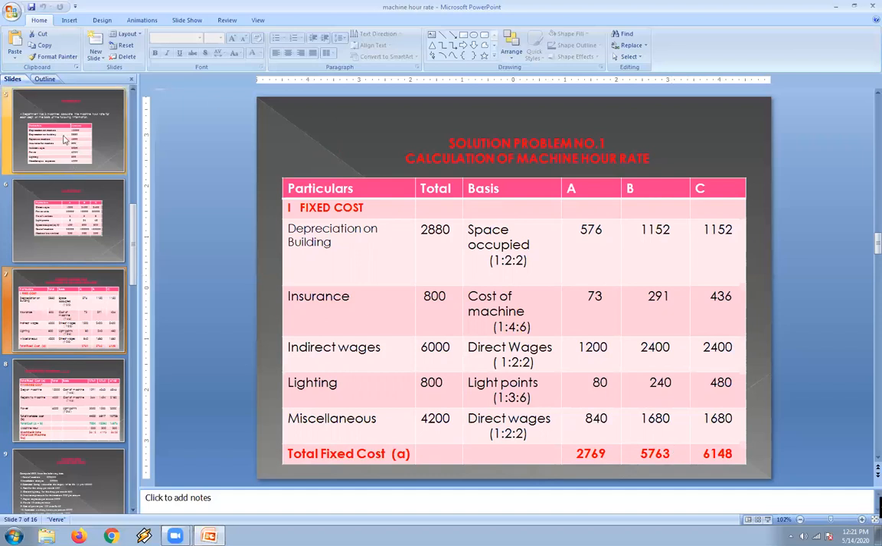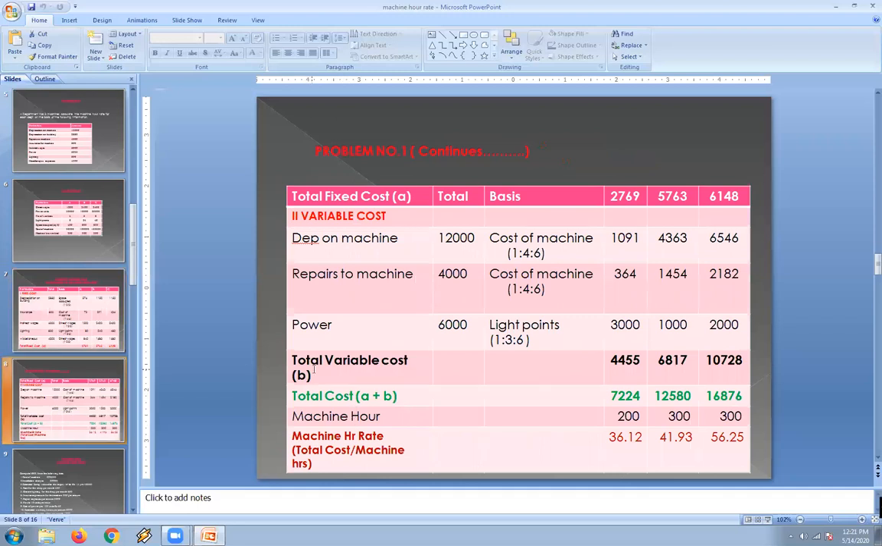After allocating all the expenses they have given on the basis of the table values, we have to total the fixed cost, which we consider as A. Similarly, we have to total the variable cost, denoted as B. Then we have to calculate the total cost of both fixed and variable. It is 7,224, 12,580, 16,879.